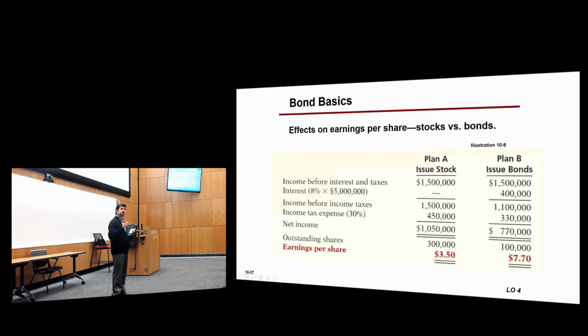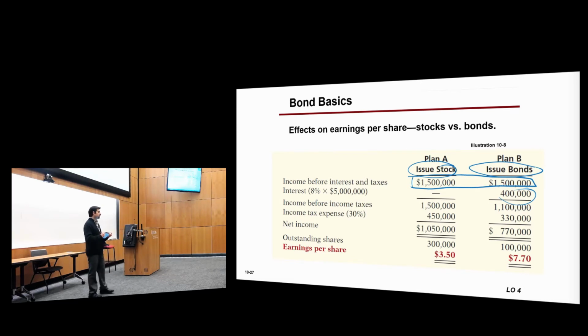So let's see, for example, this is a comparison between the two plans. Plan A is when the company issues stocks. Plan B is issuing bonds. In both cases, income before interest and tax is the same, 1,500,000. Stocks will not pay interest. On the other hand, let's say that the bonds would have to pay 400,000 interest. That's 8%.